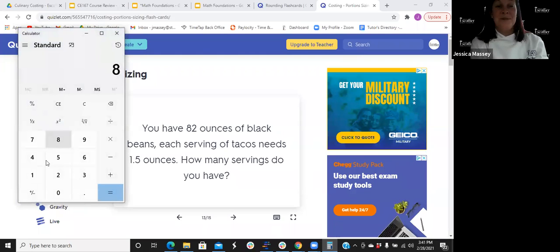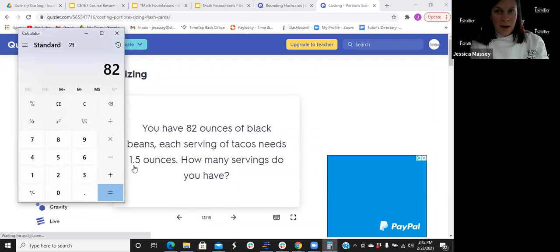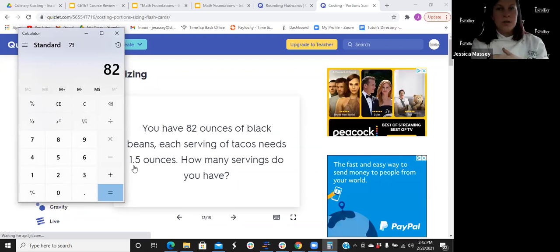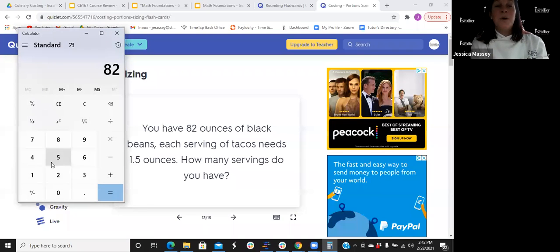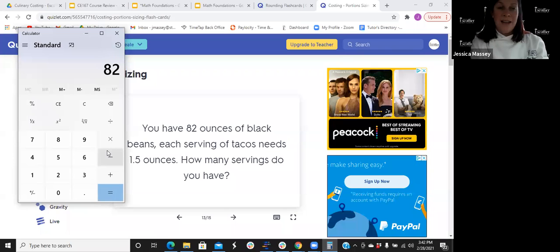You would take it and you would divide it. Because you have 1.5 ounces in a serving and you have 82 ounces total, the answer is not going to be more than 82. You should just know that automatically. So if you are like myself, I screw up order of operations all the time. It's just something that my dyslexic brain likes to do. It's just a good way to check yourself.